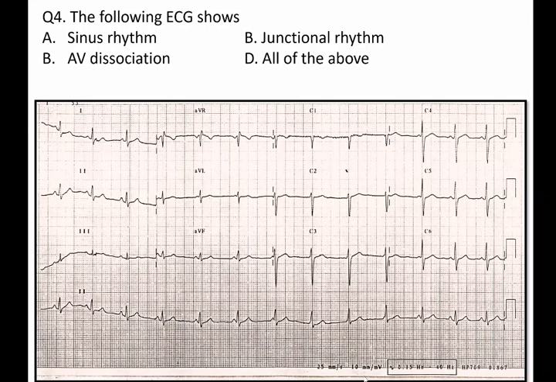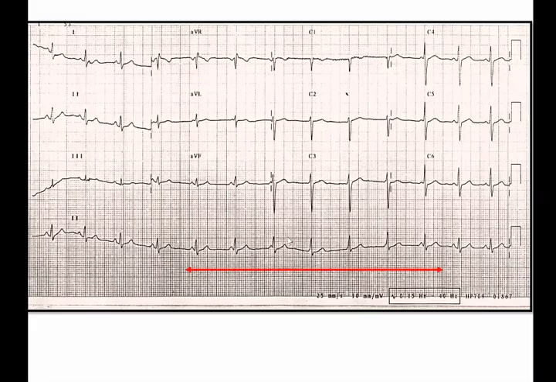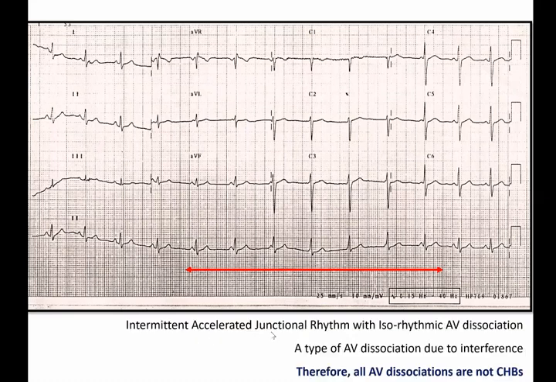So this is an example, as I said, of the third type, where you have enhanced automaticity from a subsidiary pacemaker, whereas the normal pacemaker is firing normally. So this is an example of AV dissociation due to enhanced automaticity of the subsidiary pacemaker. And since the atrial and ventricular rates are nearly the same, we call this isorhythmic AV dissociation. If you look at this red bar, it is the time when the P waves and QRS complexes are dissociated from each other. So this is intermittent accelerated junctional rhythm with isorhythmic AV dissociation.